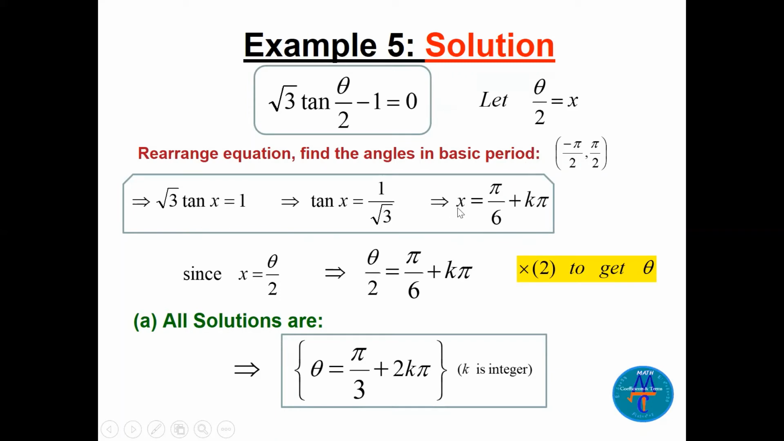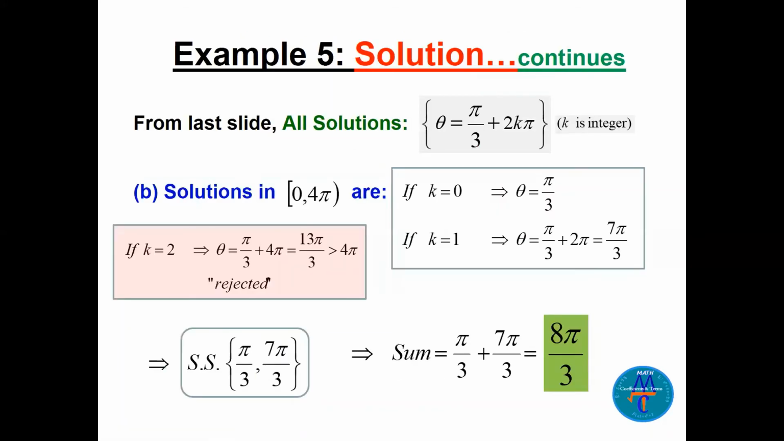So I can replace this x by theta over 2 equals pi over 6 plus k pi. I need theta, so multiply by 2 on both sides to get theta. Multiply by 2, multiply by 2, multiply by 2. So the solutions are pi over 3 plus 2k pi, where k is an integer. This is the general solution.